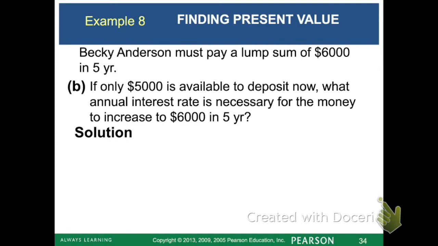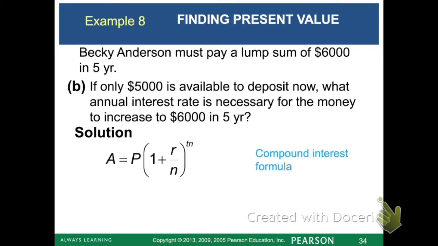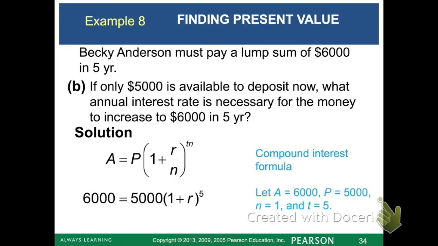Same problem here, but this time we're realizing that Becky only has $5,000 available to deposit now. What annual interest rate is necessary in order for her to get to $6,000 in 5 years? So this time it's asking us what interest rate, we're going to be solving for R. So we know A is 6,000, P is 5,000, N is 1. So notice I don't have R over N because N is just 1. And T is going to be 5.